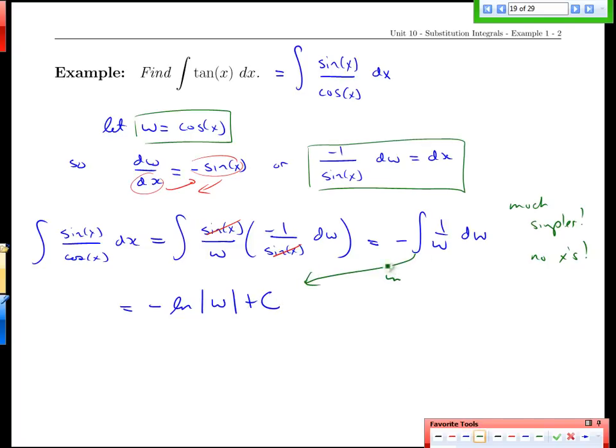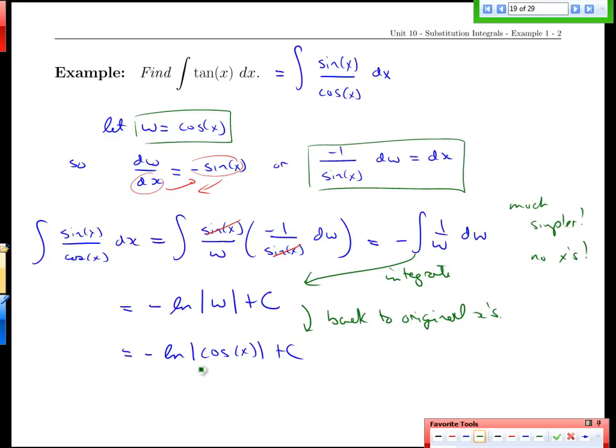So here we actually integrate. Up till then we were just doing manipulations. Now we actually do the integral, and then last but not least we go back to x's. And w is cos of x. This is our conversion to the original variables again. So back to our original x's, and we're done. That is the antiderivative of tan of x.